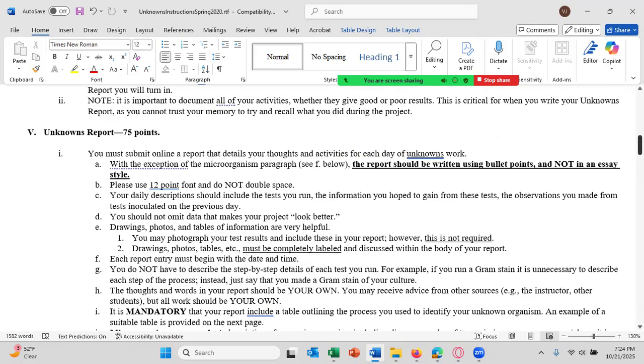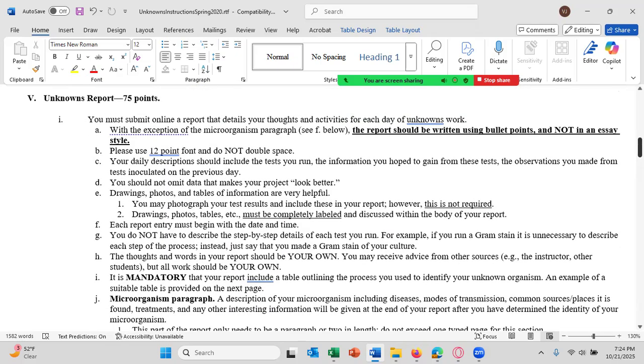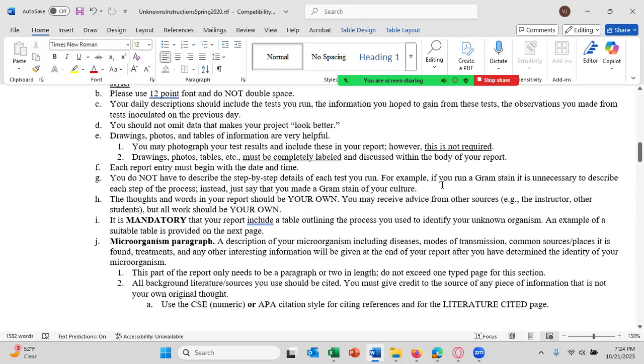Something that'll help if it's too long is you might be discussing the test, and all you need to do is state the gram stain. You don't have to tell me how you did the gram stain, or any other test for that matter. Just tell me the test.